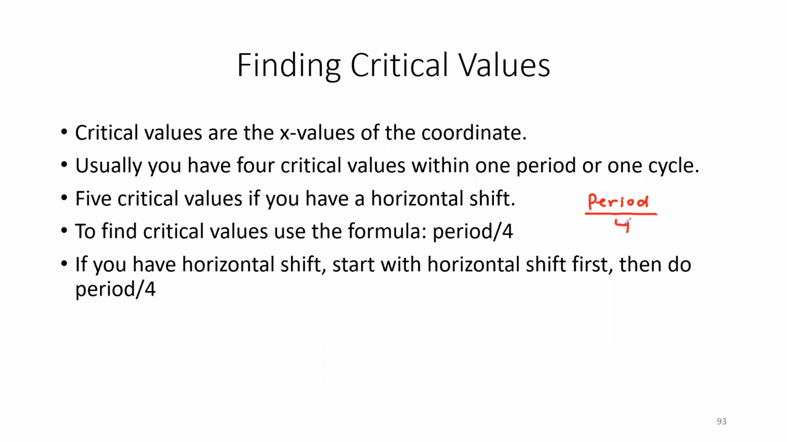I don't think I've talked about the period, but that's going to be in the next slide. The period is 2 pi over b, and I will explain that. So that's how you find your critical values.